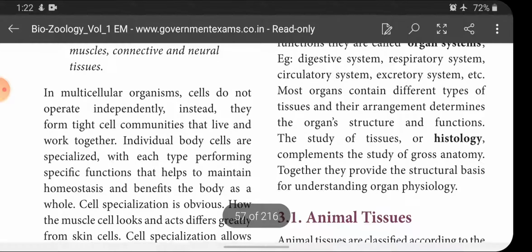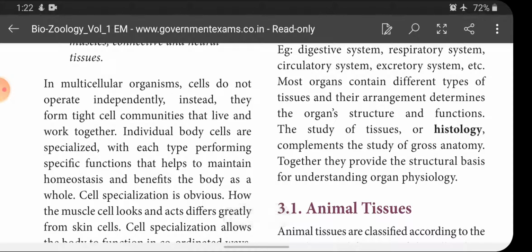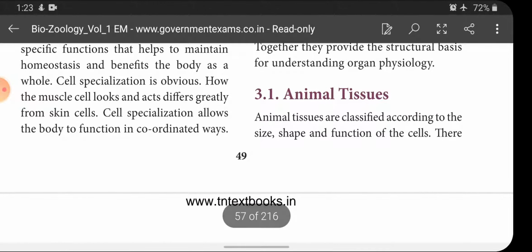Most organs contain different types of tissue, and their arrangement determines the organ structure and functions. So we know very well all the organs will not have similar types of tissues. Most organs possess different types of tissues, and their arrangement determines the organ structure and functions. The study of tissues is called histology, and it complements the study of gross anatomy. Together they provide the structural basis for understanding organ physiology. And let's enter into the animal tissues.